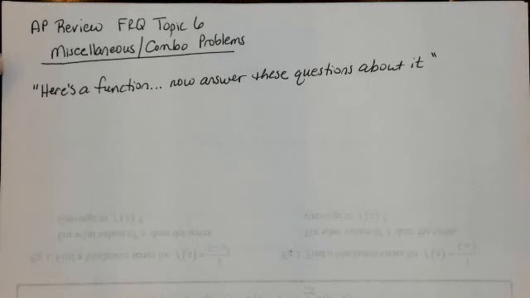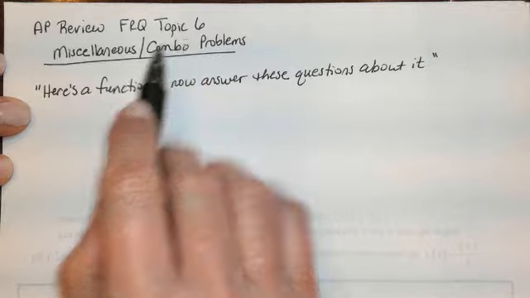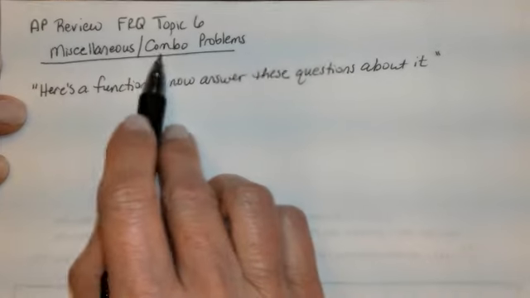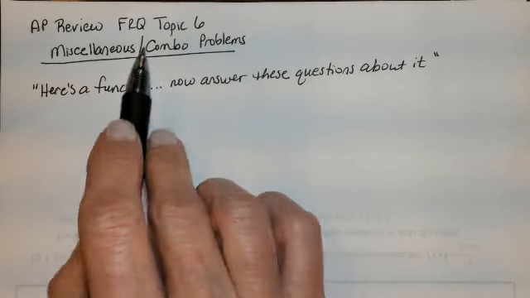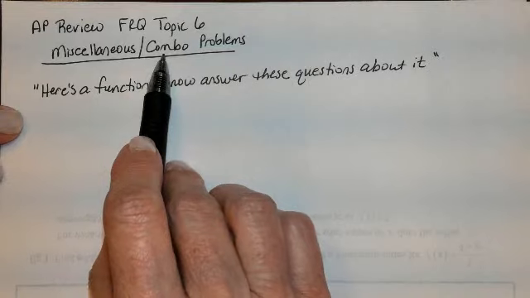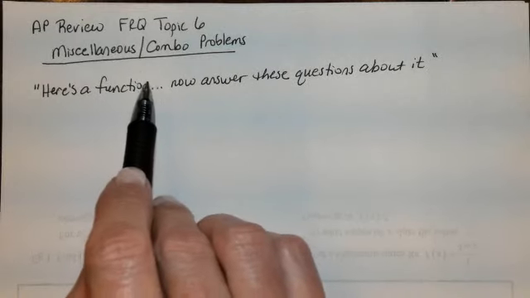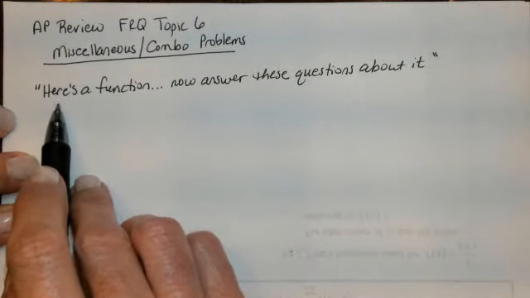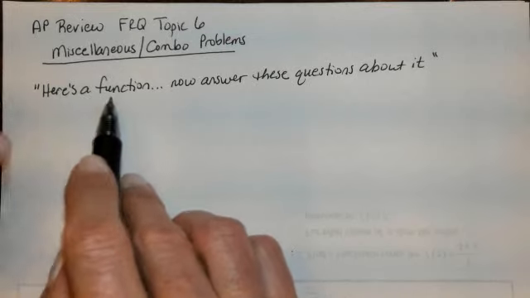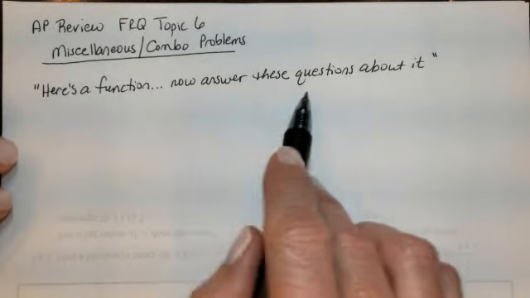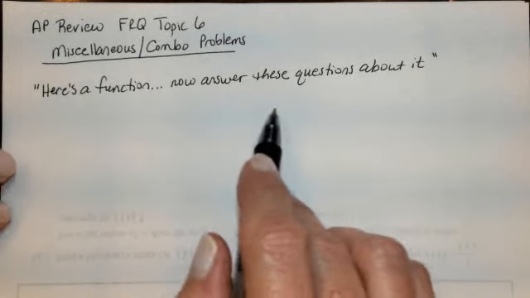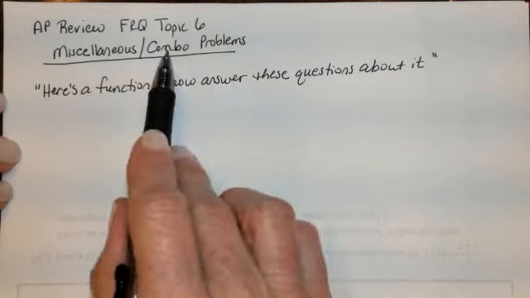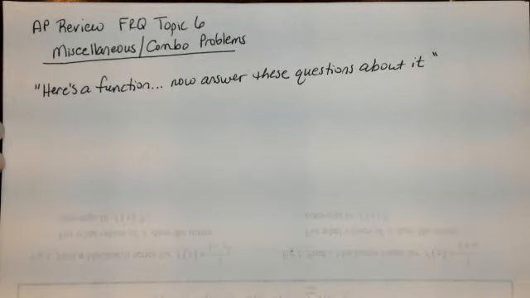We are on AP Review, FRQ Topic 6, and I call these miscellaneous problems. Sometimes when there is a combination problem, I put that type in this worksheet packet as well. But most of these that I come across when looking at past AP exams, they give you a function and then you're asked to answer questions about that function. So that's most of these, but every once in a while, like I said, I'll get a problem that I don't quite know where to put in our topics, so I throw it in miscellaneous.